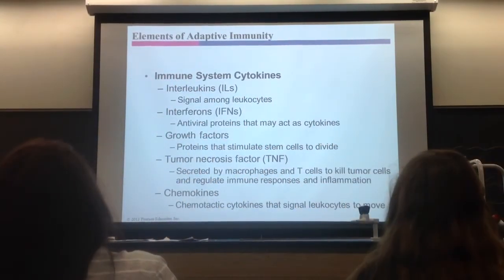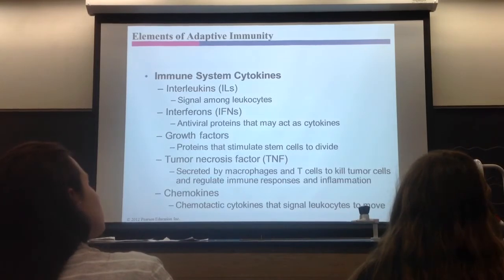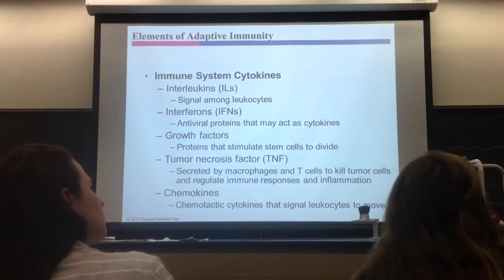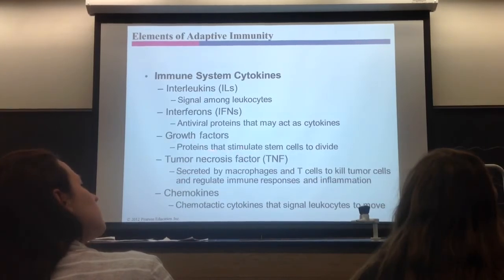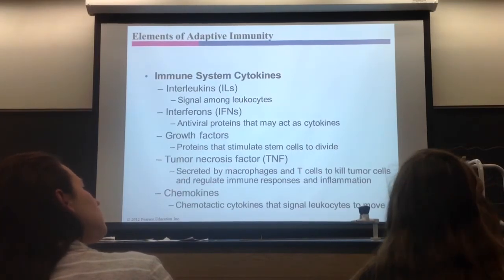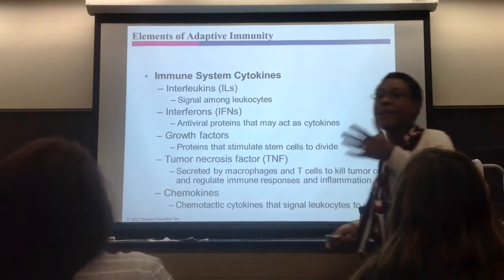Growth factors basically stimulate the stem cells to produce more leukocytes. You always have an ample supply of B cells or T cells. Okay. TNF, so tumor necrosis factors, secreted by either macrophages or T cells to literally kill tumor cells, as in the name itself. So take out cancerous cells, so TNFs.